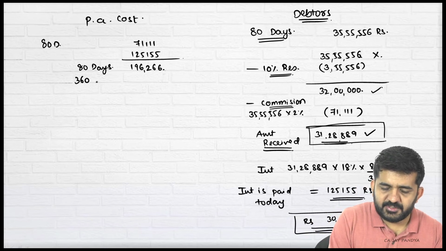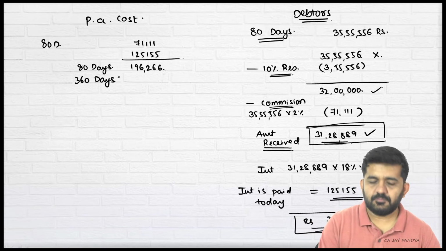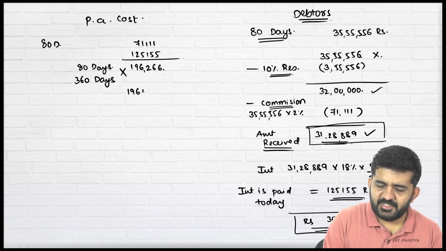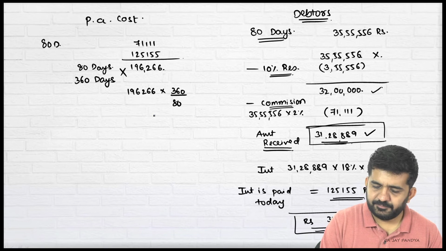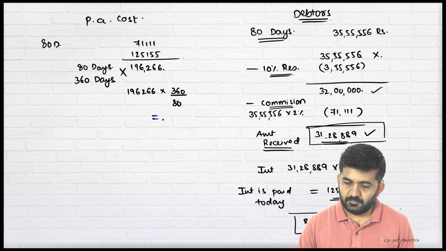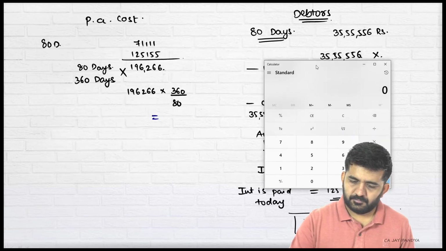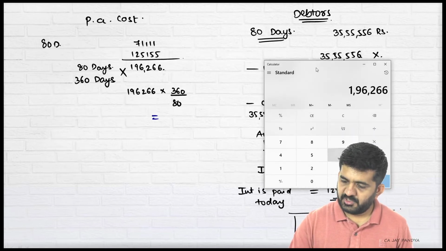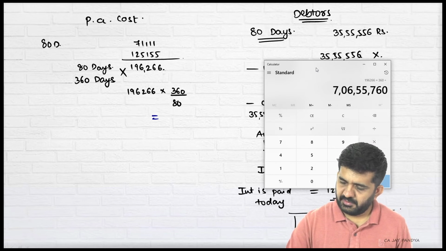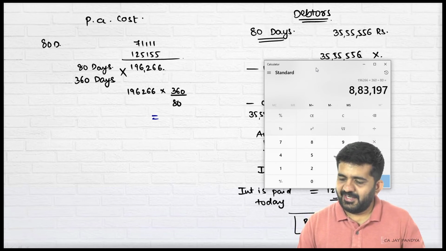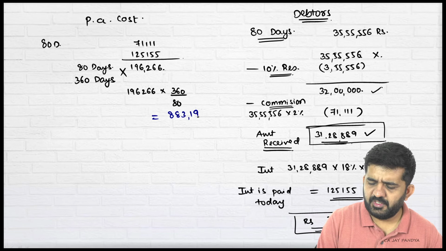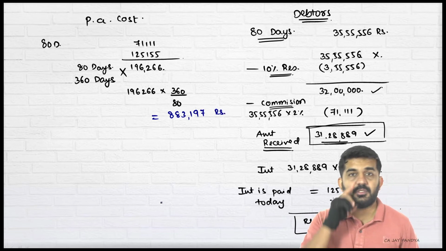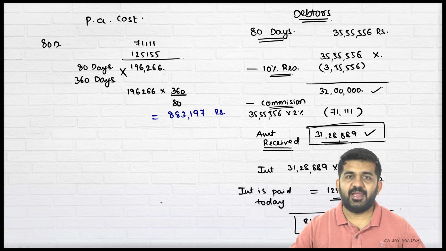Then what will be for the full year? It is just a cross multiplication. 1,96,266 multiplied by 360 divided by 80, which will be 8,83,197 rupees. Is it all? That is my cost per annum.